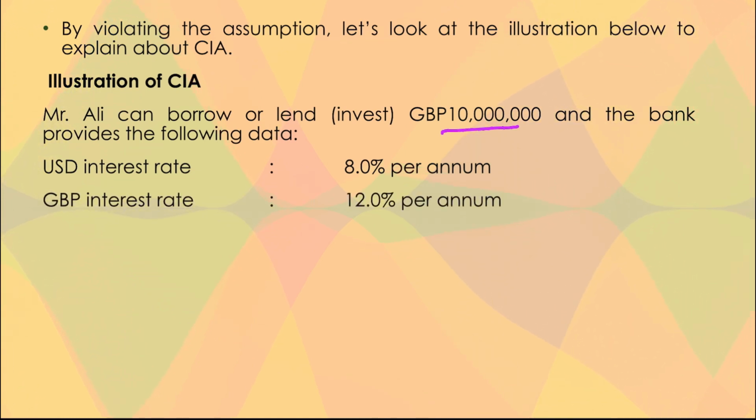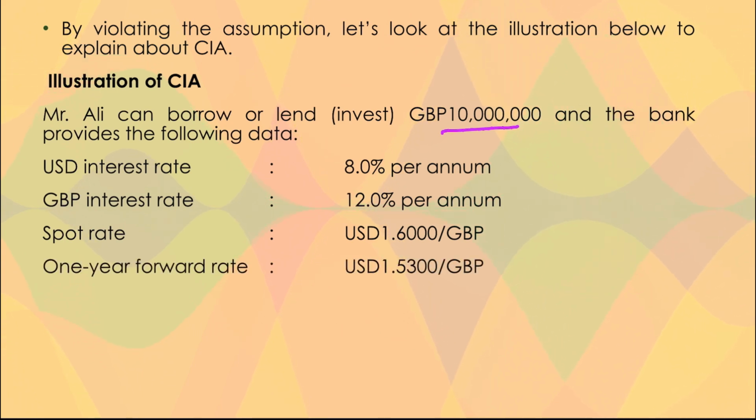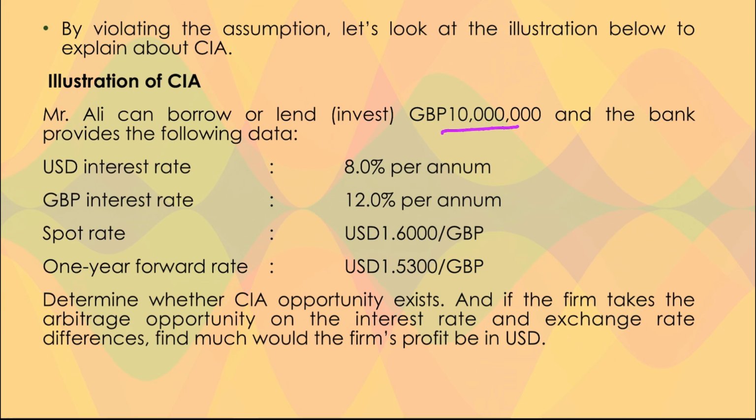GBP interest rate, UK interest rate is 12% per annum. Spot rate is 1.6 US dollar per GBP and 1 year forward rate is 1.53 US dollar per GBP. The question is, determine whether CIA opportunity exists, and if the firm takes the arbitrage opportunity on the interest rate and exchange rate differences, how much would the firm's profit be in USD.